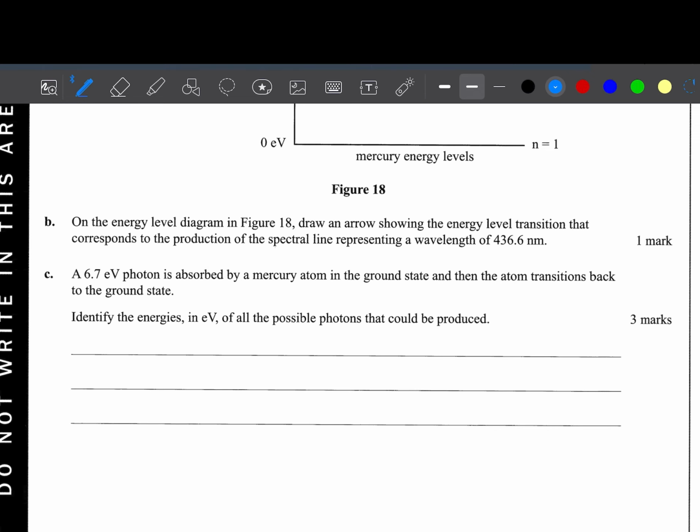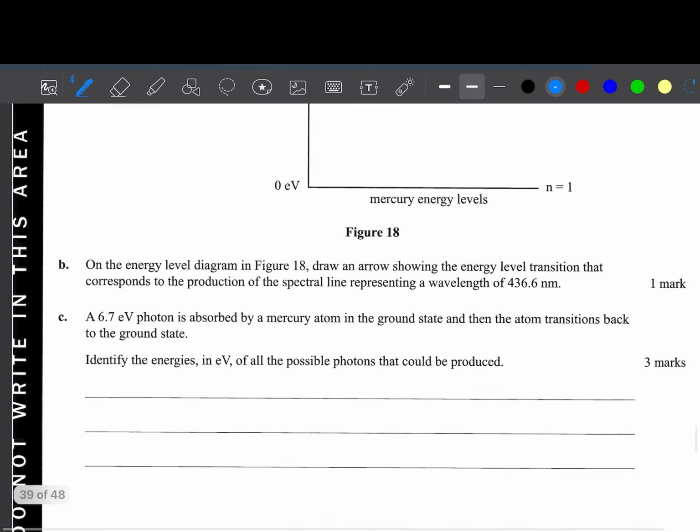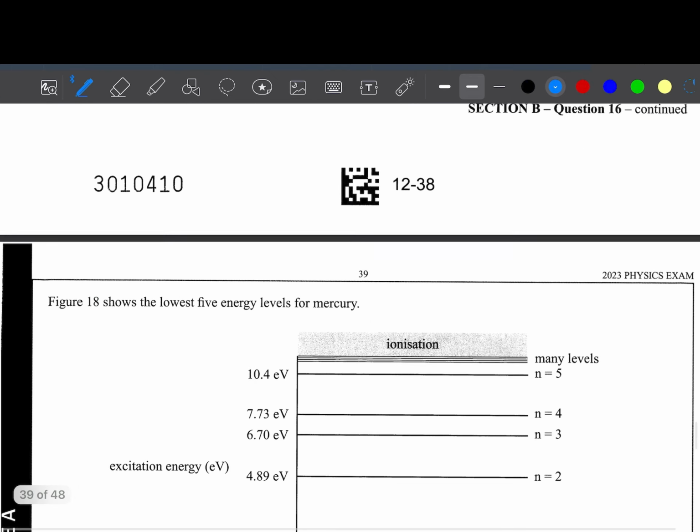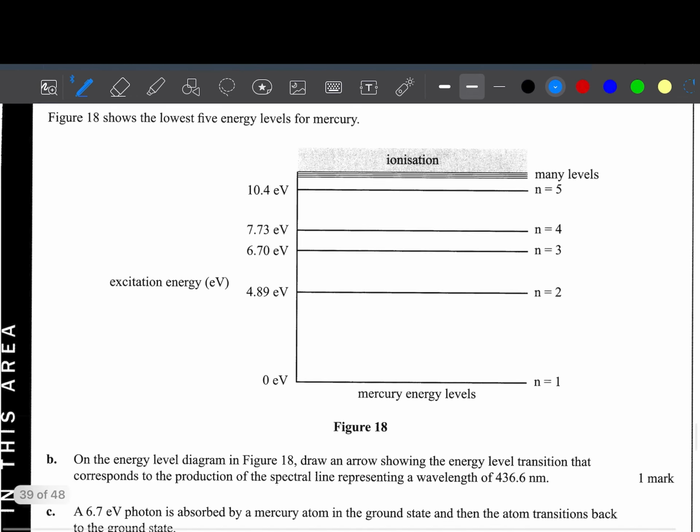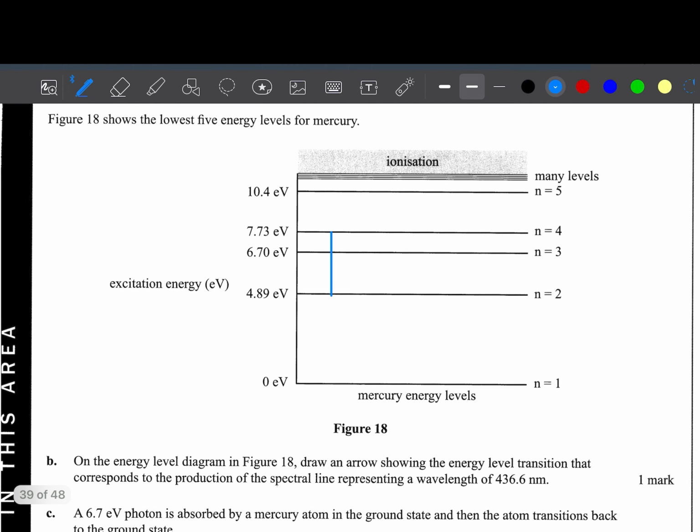On the energy diagram in figure 18, draw an arrow showing the energy level transition that corresponds to the production of the spectral line representing a wavelength of 436.6. So our answer was 2.84. I'm pretty sure it went from 7.73 to 4.89 because that would have a difference of 2.84, but let me put 7.73 minus 4.89 into my calculator just to make sure I'm not making a silly mistake. Yeah, so it's going to be 2.84. So it's going to be from here to here.